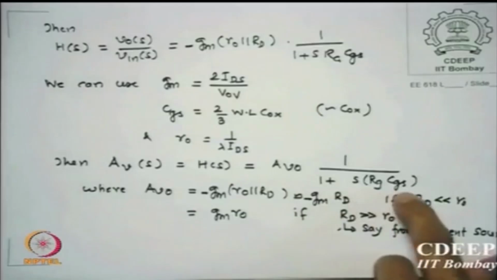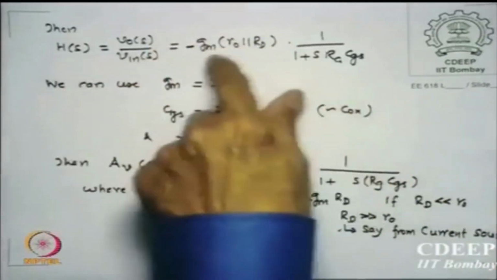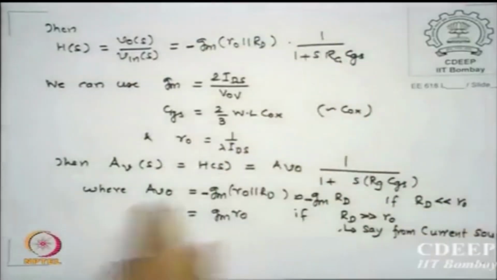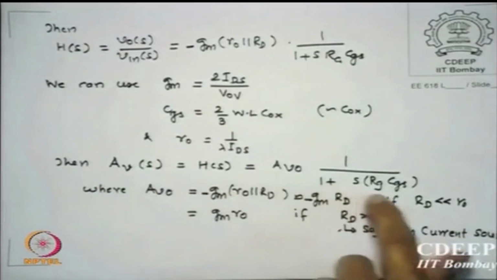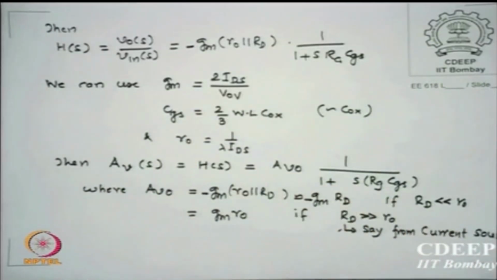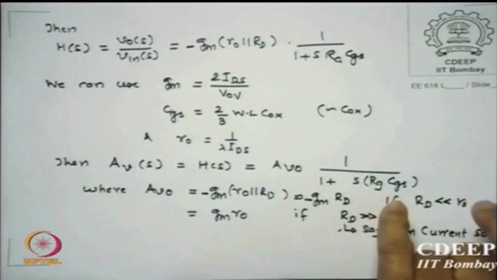Okay, so if we see this expression which I wrote here, AV0 over 1 plus S RG CGS, same expression which I had. Now H(s) is 1 over GM R0 RD1 plus this. So if I now substitute the gain function as AV0 over 1 plus S RG CGS, RG CGS has some kind of a time constant, means it is a pole sitting right there.